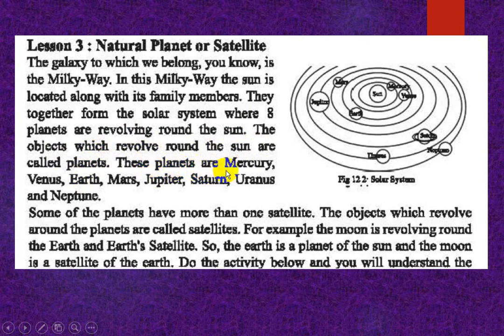Okay, these planets are Mercury. According to their order, Mercury is close to the sun. Then Venus, then Earth. The nearest planet is Mercury. Then Venus. You know, we see Venus in the evening. This is called Shuktara, no, Shandatara in Bangla.